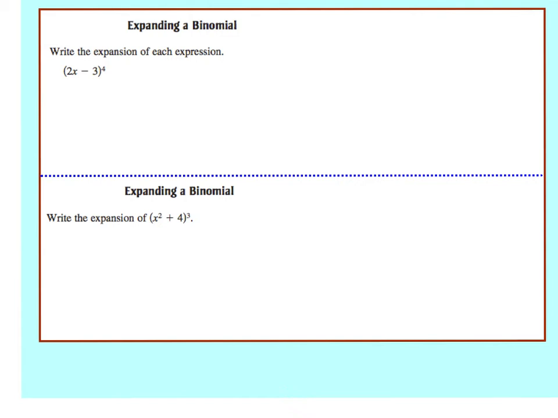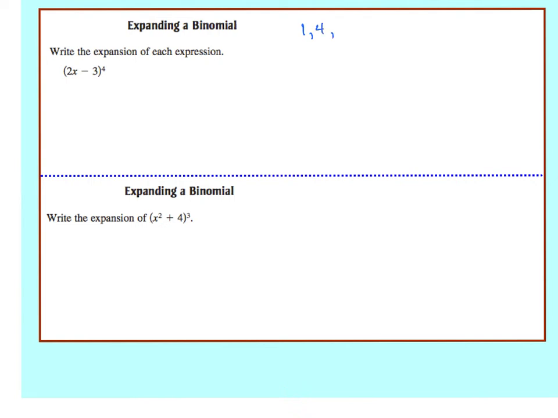So this one, we have the quantity of 2x minus 3 raised to the power of 4. So I always like to start out with my coefficients. How many terms am I going to have if I have a power of 4? I'm going to have 5 terms. My first coefficient before I work with anything is going to be 1. What's my next one? 4.